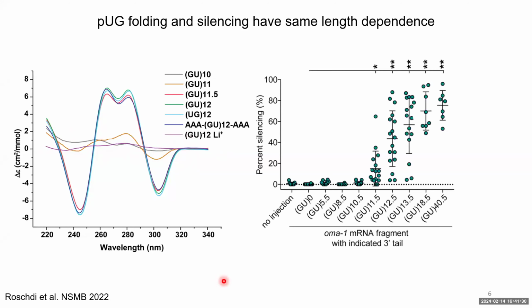In collaboration with the people who did the previous silencing work, we were able to show that the length dependence of the silencing in vivo matches exactly the same length of pugs as we see for our CD signal in vitro. This gave us some idea that potentially this structure might be playing a role in silencing.